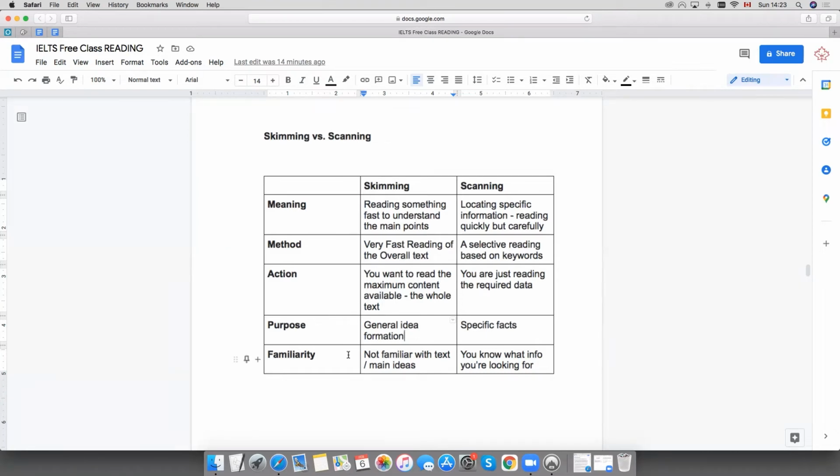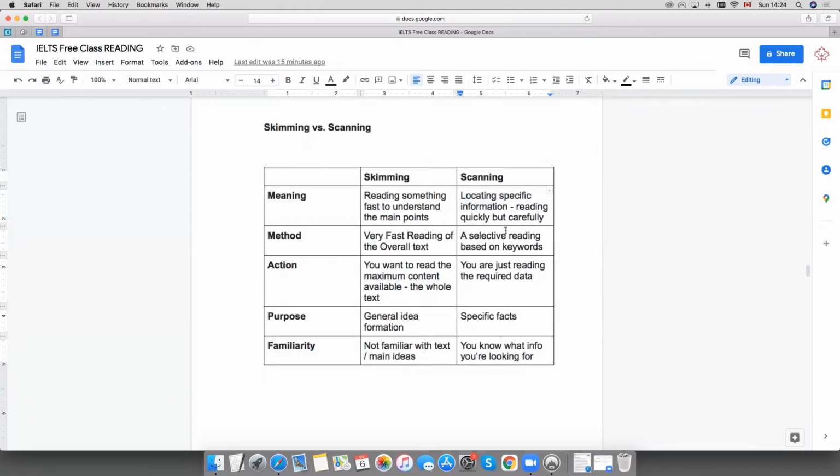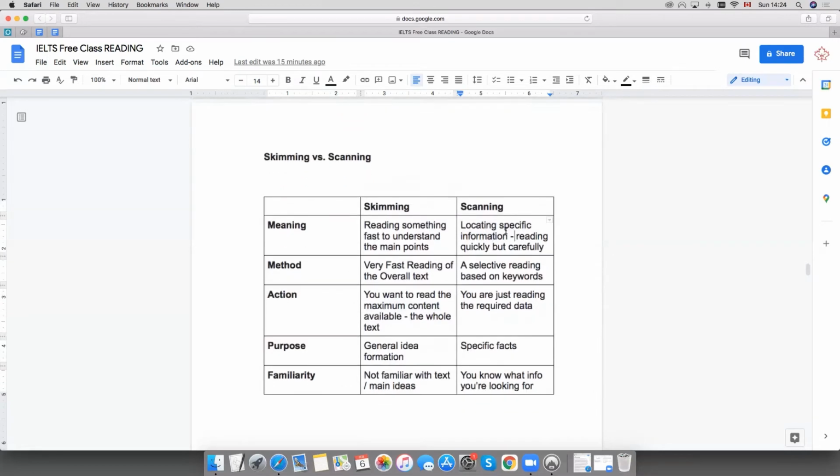By the time you skim through, this doesn't mean that you're familiar with the text. It doesn't necessarily mean you're familiar with the main ideas, and you're definitely not familiar with where the information is in the text, which will become important when we need to answer our questions. That kind of stuff is going to be for our scanning. So in scanning, we're locating that specific information rather than general. We're still reading quickly, but more carefully than skimming for sure. It's a selective reading based upon only the words that we care about.